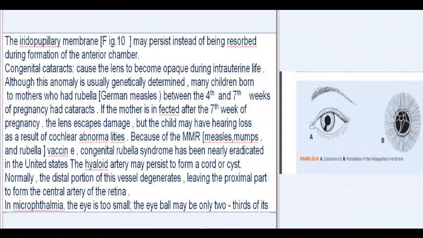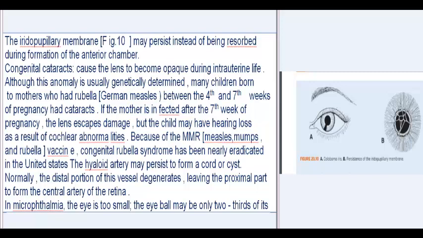The iridopupillary membrane, Fig. 10, may persist instead of being resorbed during formation of the anterior chamber. Congenital cataracts cause the lens to become opaque during intrauterine life. Although this anomaly is usually genetically determined, many children born to mothers who had rubella, German measles, between the 4th and 7th weeks of pregnancy had cataracts. If the mother is infected after the 7th week of pregnancy, the lens escapes damage, but the child may have hearing loss as a result of cochlear abnormalities. Because of the MMR, measles, mumps, and rubella, vaccine, congenital rubella syndrome has been nearly eradicated in the United States.